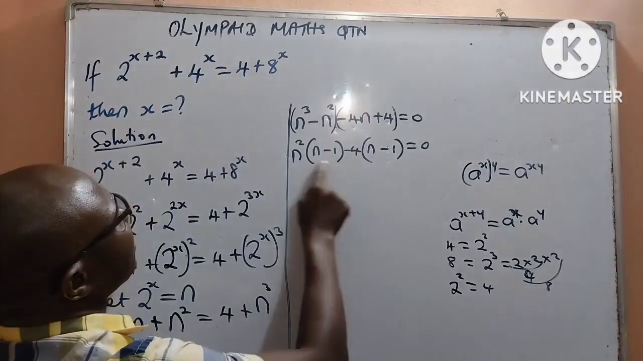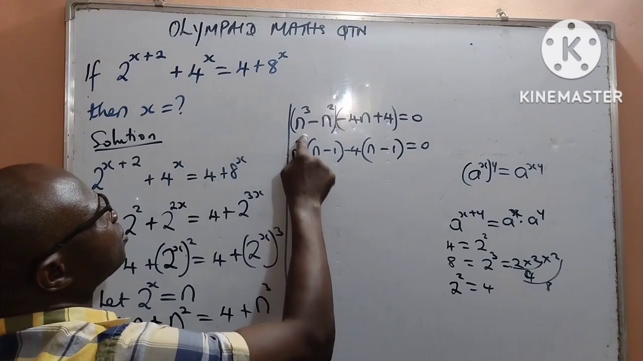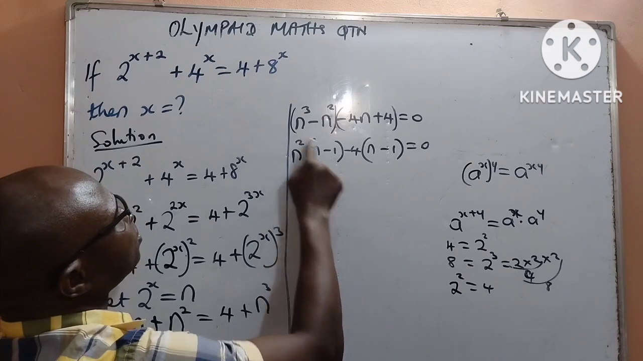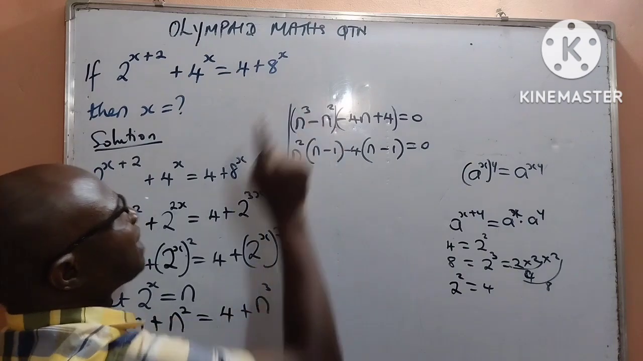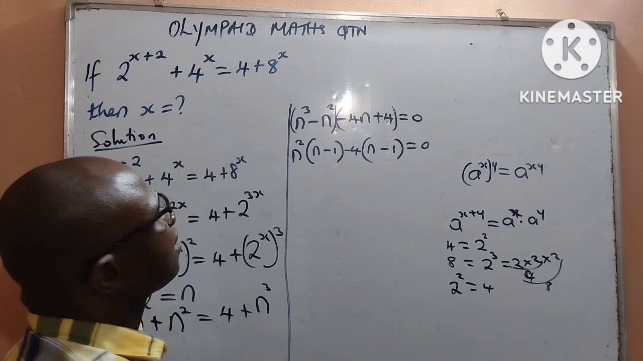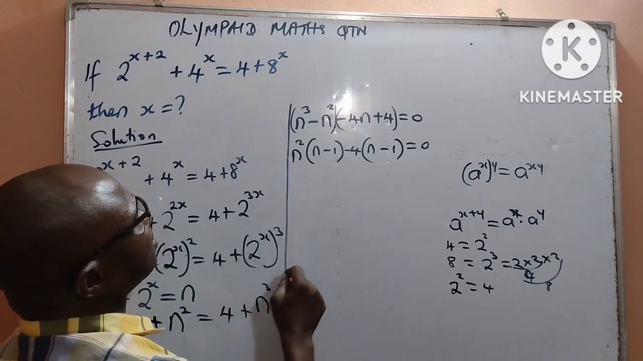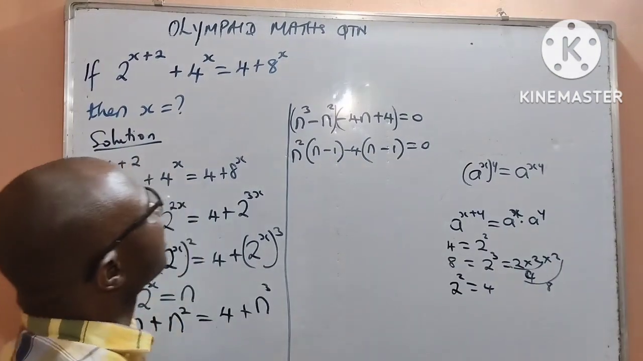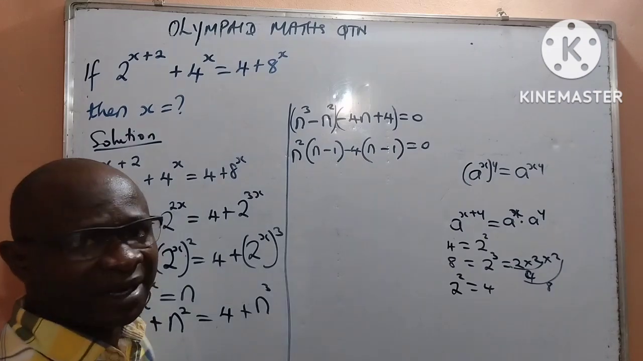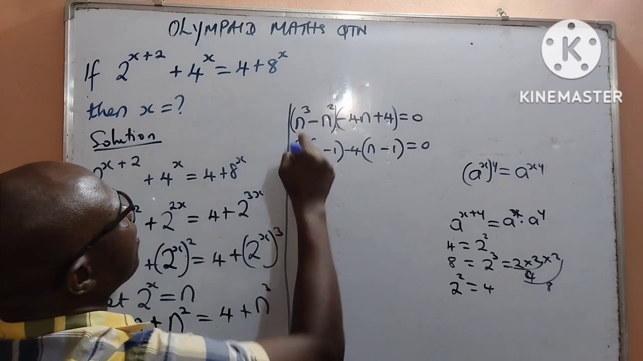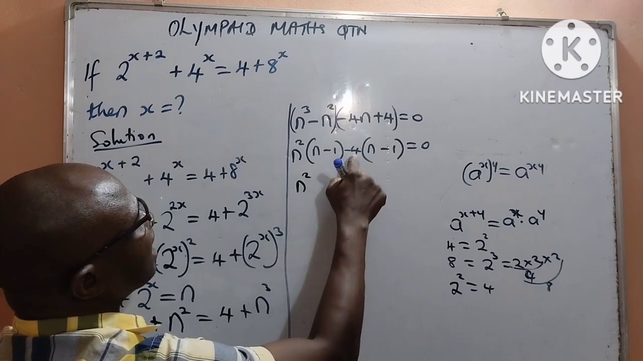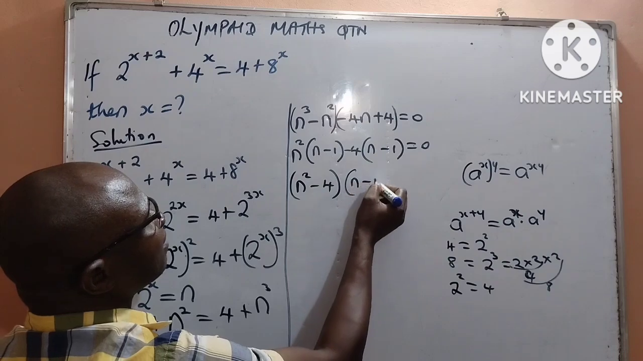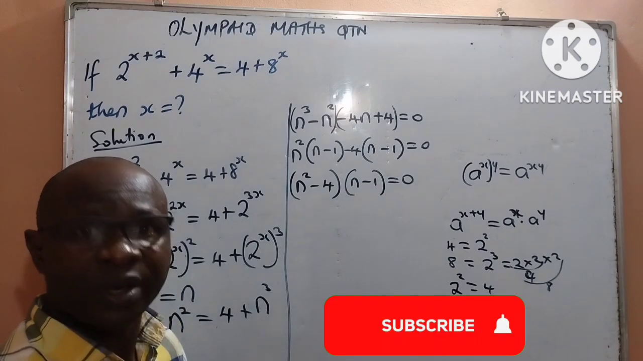Very beautiful. From the first bracket, n to the power 2 times n will give me n to the power 3, and also n to the power 2 times minus 1 will give me minus n to the power 2. That is where I am now. Very good. You can agree with me and see that the two brackets now are equal. So I will take one of the brackets and then use the ones outside the bracket to form another bracket. That means n to the power 2 minus 4 forms another bracket. I'm taking one here, n minus 1. Everything is equal to 0.